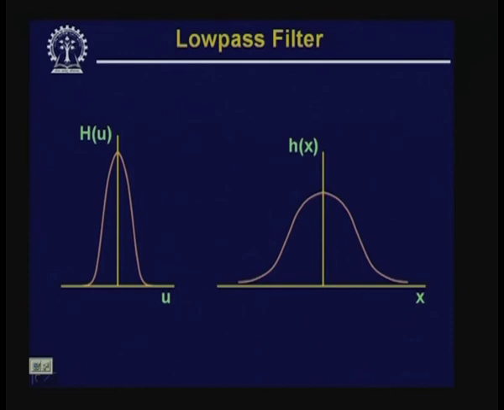And the narrower the frequency domain filter, the more it will attenuate the frequency components, resulting in more blurring effect. And if I make the frequency domain filter narrower, that means the corresponding spatial domain filter or spatial domain mask will be flatter. That means the mask size in the spatial domain will be larger.